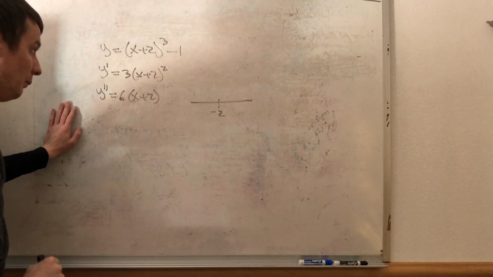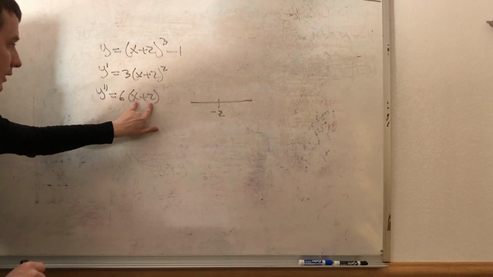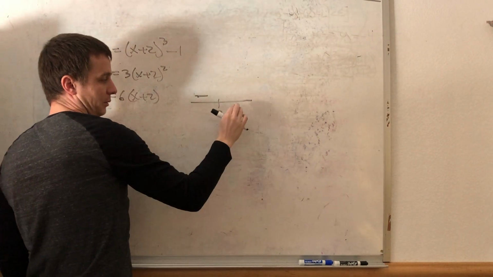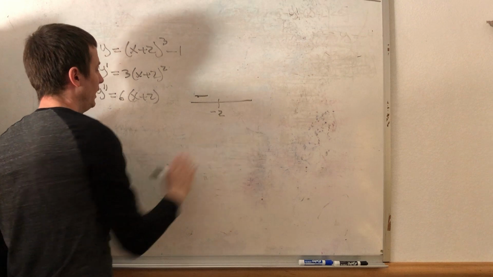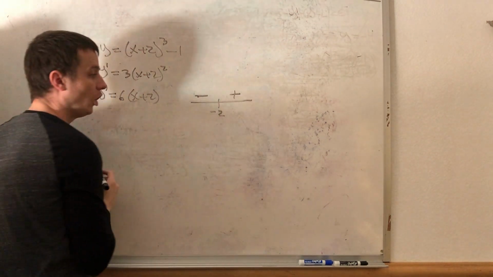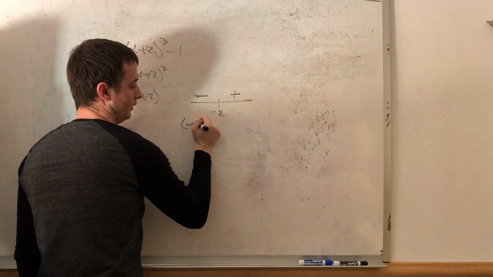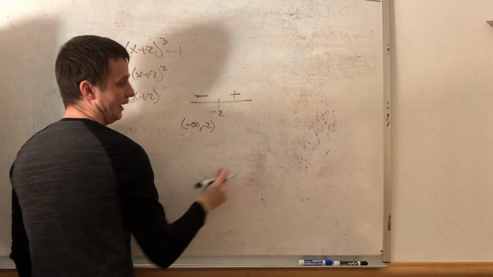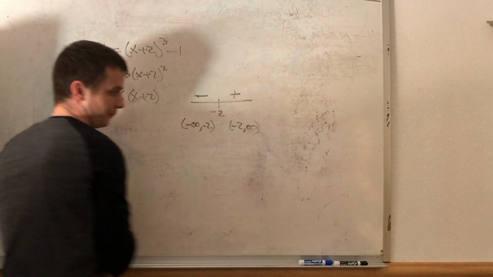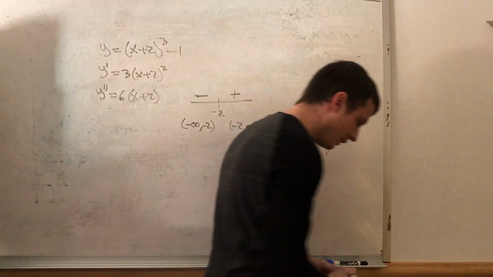So test the point. When we plug in negative 3, what do we get? We get a negative number, so it's concave down over here. And when we plug in a number to the right, something like 0, we get a positive, so it's concave up over here. So it's concave down on the interval negative infinity to negative 2, and it's concave up on the interval negative 2 to positive infinity. So that's how you do that one.